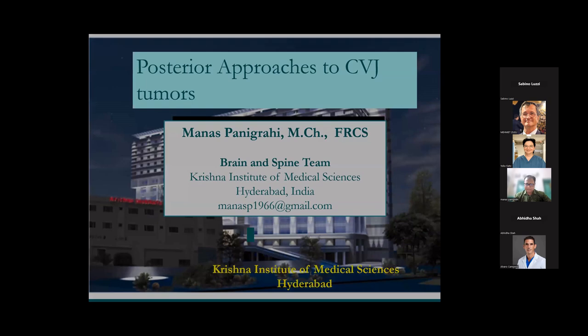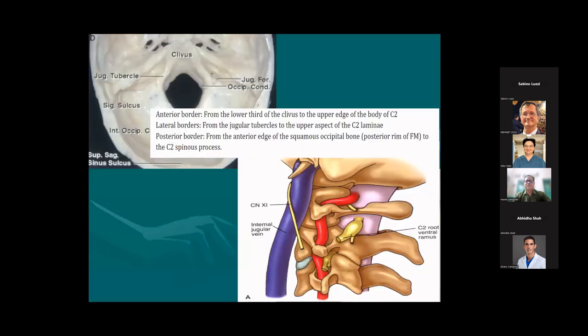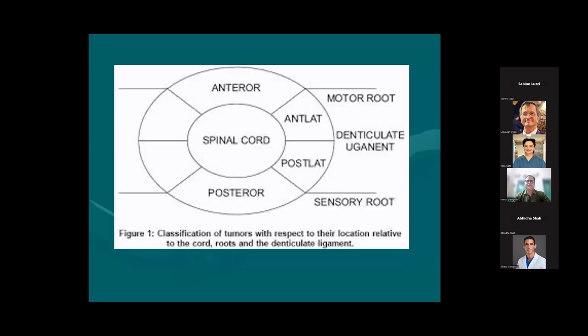As all of us know, foramen magnum tumors are tumors which involve the lower part of the clivus till the upper border of the C2 body anteriorly, and posteriorly from the rim of the occipital squama to the upper part of the C2 lamina, and laterally from the jugular tubercle till the C2 lamina. Any tumors arising or attached in this region are called foramen magnum tumors.